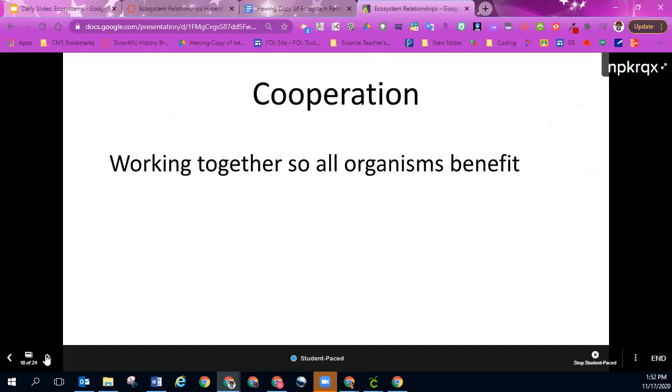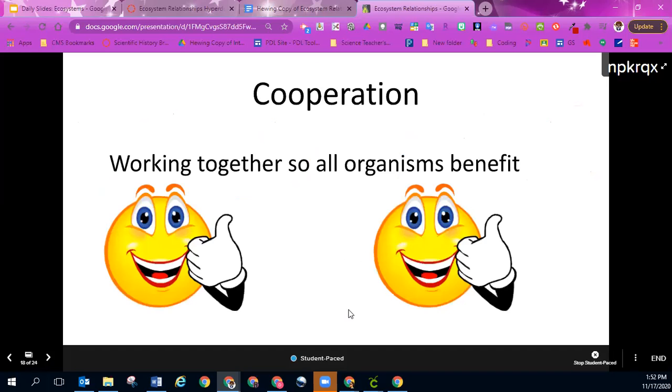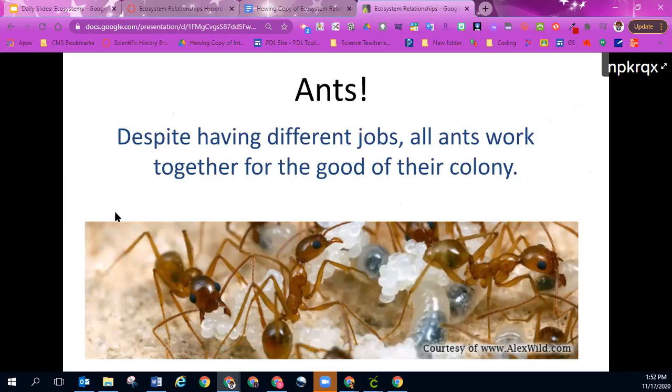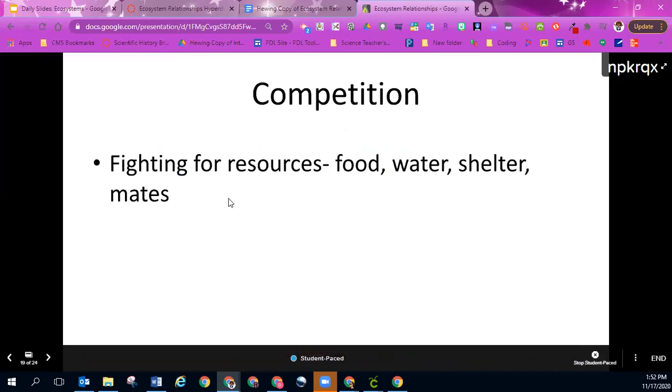All right, so with our cooperation, they are working together so that all of the organisms that are involved are going to benefit. Our example from this is ants, because even though ants have very different jobs, all of the ants are going to work together for the good of their colony. So you have ants that go out and get food and bring it back. You have other ones that structurally will build the anthill and all the canals that are in there. You have the workers, the drones, you have the queen, and all those sorts of things that work together, so that way their colony can survive and thrive and do what it needs to do.